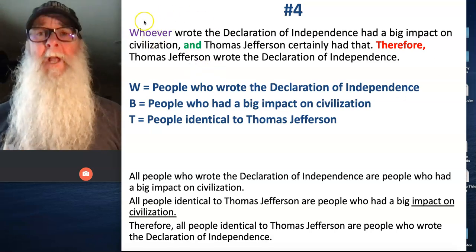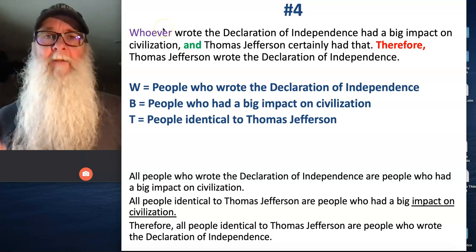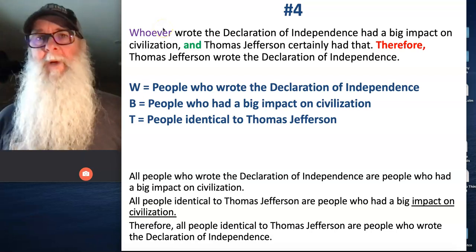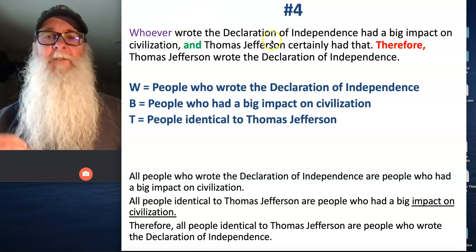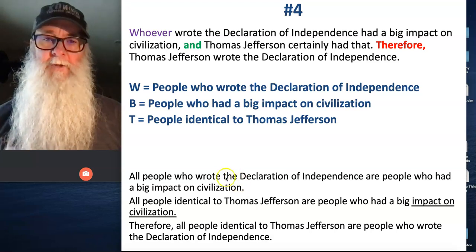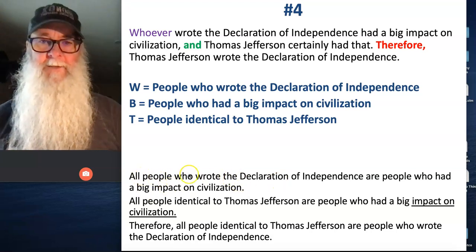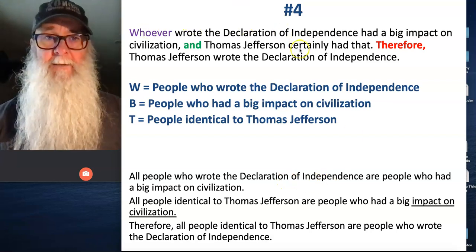It's worth noting here the word whoever. That word, whoever, however, whenever, wherever, whatever, those kinds of words indicate to us that whatever follows is going to serve as the subject term of our standard form categorical translation. You can see that reflected right here in this first premise. All people who wrote the Declaration of Independence, whoever wrote the Declaration of Independence.